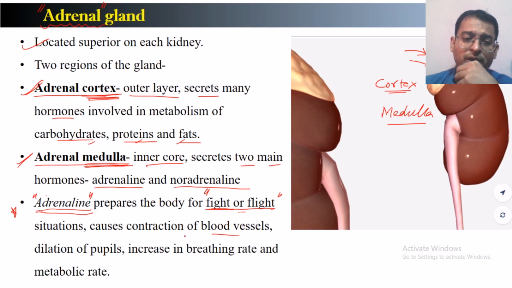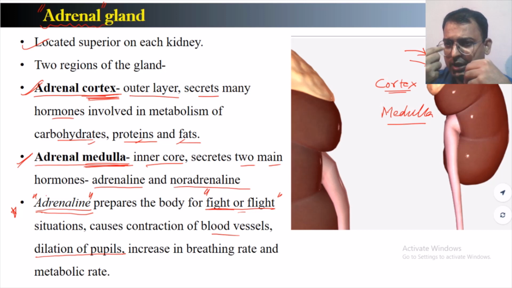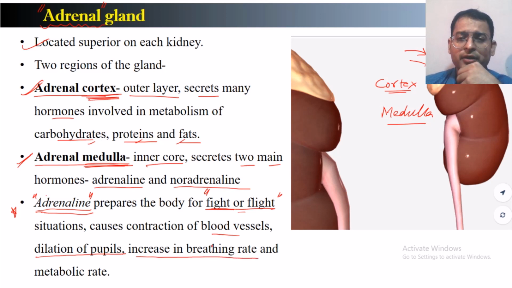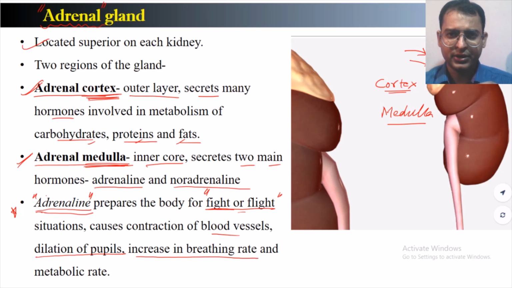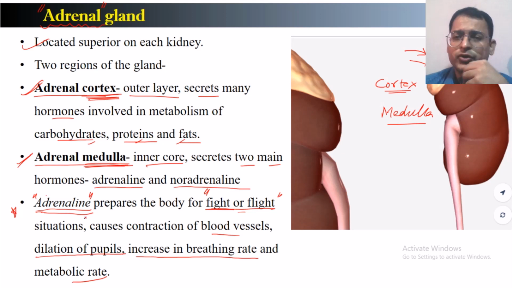Its concentration increases in the blood, and it results in the dilation of the pupils. Pupils are nothing but the round structure in the eye, within the iris. There is dilation of the pupils and an increase in breathing rate, because you hyperventilate and get ready, as if going for a fight. You can see these kinds of changes just before a fight or when a person wants to run. There is also an increase in the metabolic rate. So that is the function of the adrenaline hormone.